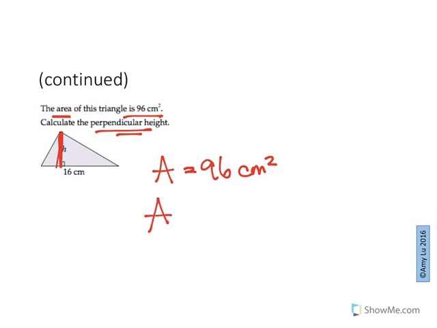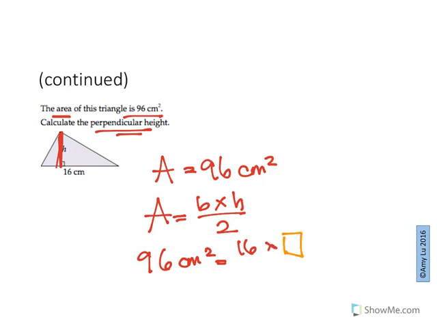Remember, to find the area, it's your base times your height divided by 2. So if we know it's 96 centimeters squared and we know that the base is 16 centimeters, what do we have to multiply it by and divide by 2? So we need to find that mystery number. So pause.